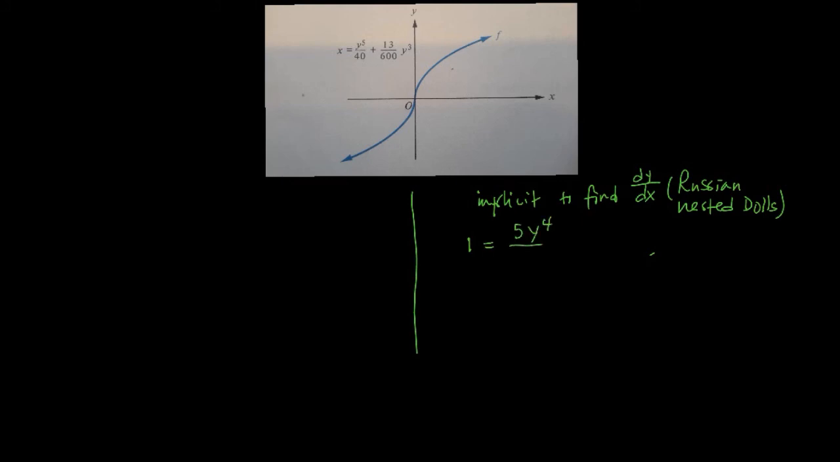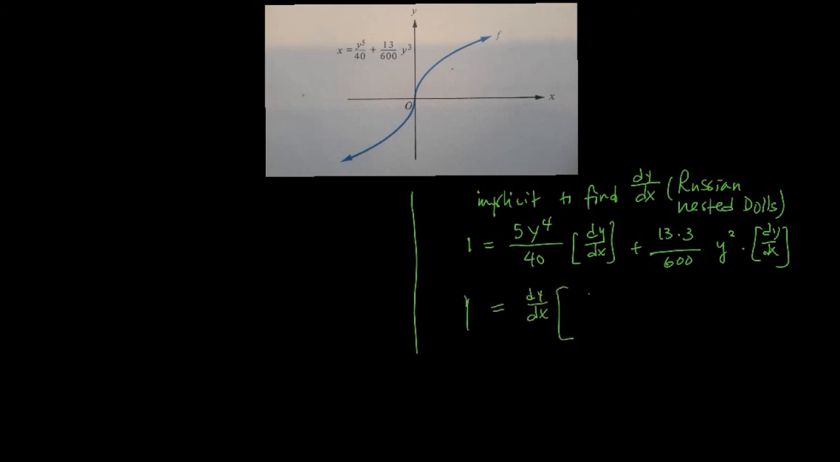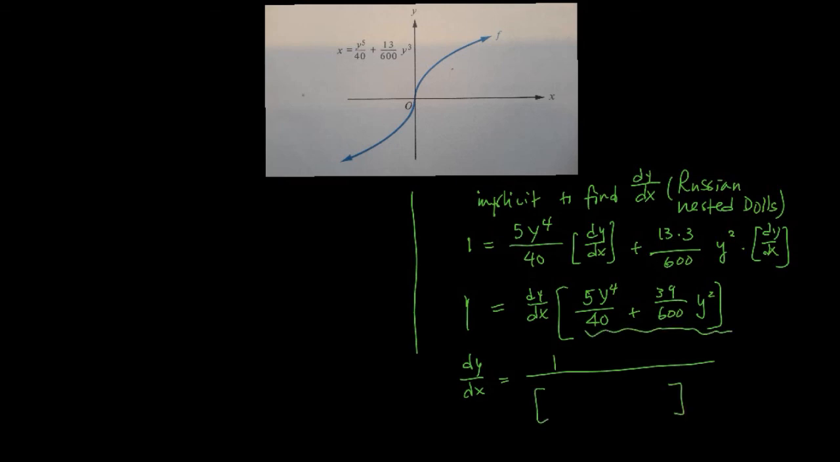1 is equal to, on the right-hand side, I would have 5y to the 4th, 40, and so on and so forth. Once again, remember the dy dx. You do have to take that doll apart one more time to have that dy dx. That is the essence of implicit. Now from here, algebraically, it's pretty easy. I'm just going to zoom in a little bit or speed it up a little bit.